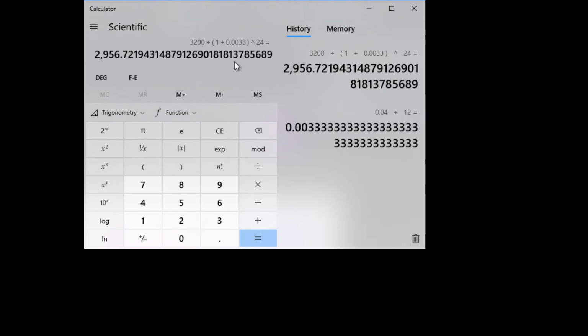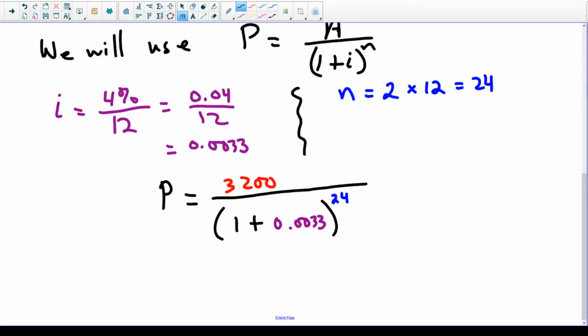Does it make sense to you that this number is smaller than 3,200? This should make sense because it's a present value. This is how much money we'd have to put in the bank today to end up with the $3,200. So we're investing $2,956.72 today.